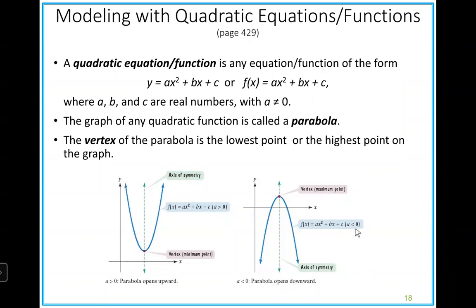Now, you will see here, they tell you that it opens downwards when the coefficient of a is less than 0, and it opens upward when the coefficient of a is greater than 0. So the coefficient of x squared is greater than 0. Okay, so when we say the coefficient is greater than 0, what does that tell you about the coefficient? What kind of number would that be if it's greater than 0?